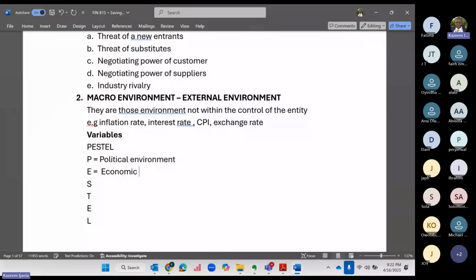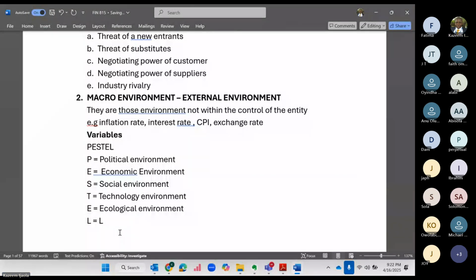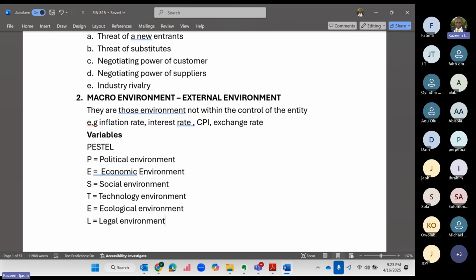Then E stands for economic environment. Then S stands for social environment. Then T stands for technological environment, right? E stands for ecological environment, and L stands for legal environment. So this is what PESTEL is all about. So in analyzing your macro environment, you make use of what is known as PESTEL. It is PESTEL that you will use to analyze your macro environment.